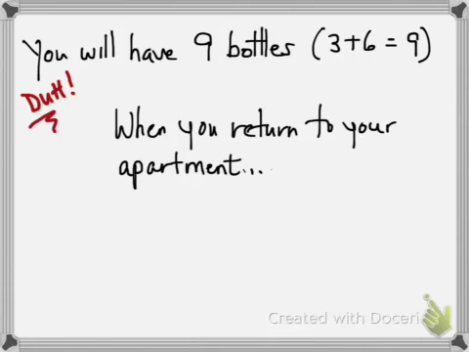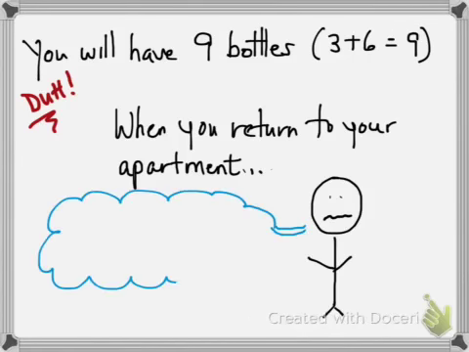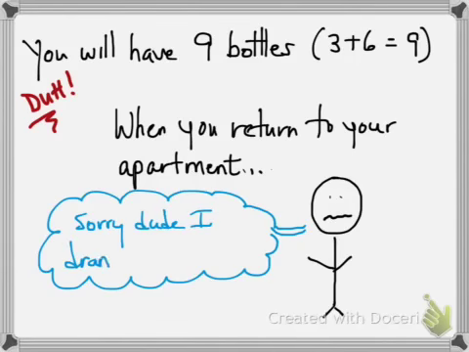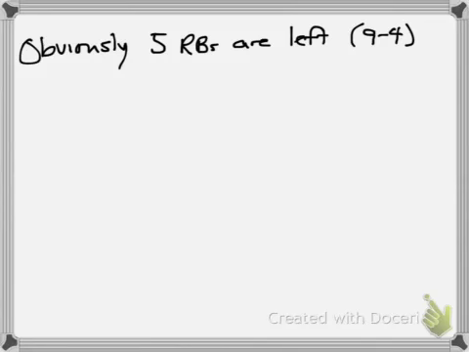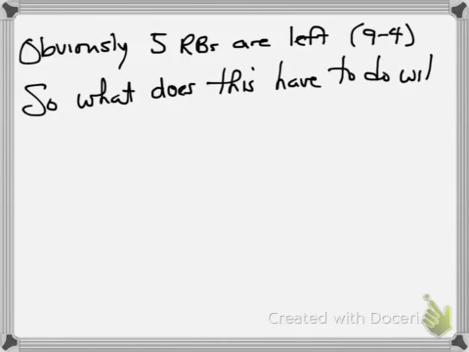But let's say when you return to your apartment, your roommate has a sheepish look on his face and he says, "Sorry, dude, I drank 4 of your root beers. How many do you have left?" Again, you don't need to be in accounting class to understand that it's obvious that you have 5 root beers remaining. The 9 that you started with minus the 4 that your roommate tells you that he drank. So what does this have to do with accounting?